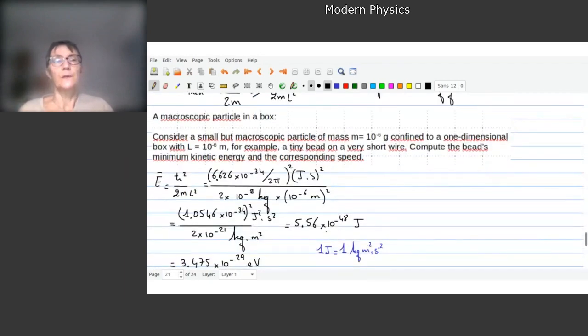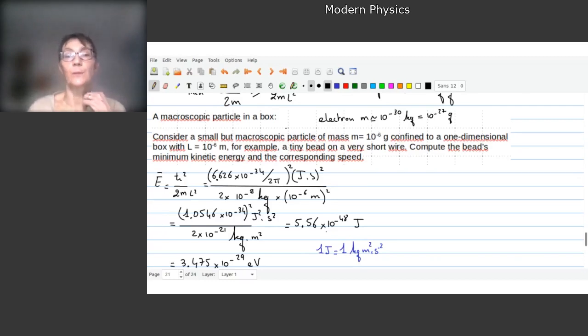And so let's consider a small but macroscopic particle of mass 10 to the minus 6 grams. Okay, this is a very light particle, but if you compare it with an electron, for example, what is the mass of an electron? m is on the order of 10 to the minus 30, sorry, kilograms, okay? So 10 to the minus 27 grams, okay? So here we have 10 to the minus 6, so it seems very small, but it's still macroscopic.